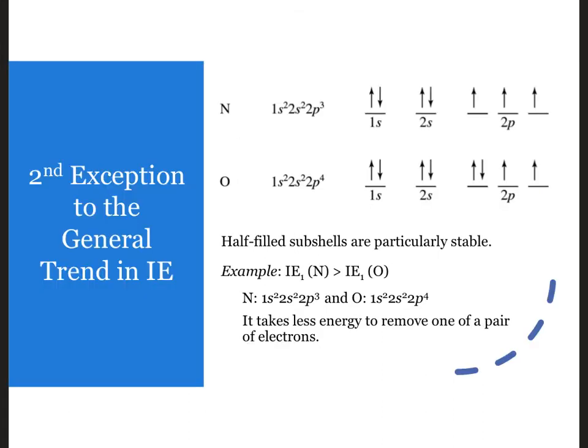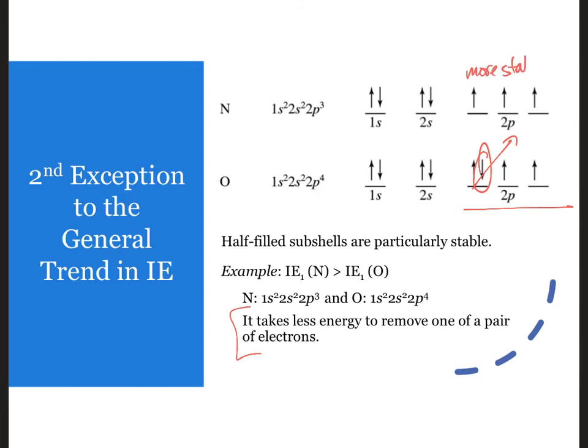Another exception to the general trend in ionization energies involves paired electrons in orbitals. Oxygen has 4 electrons occupying 3 2p orbitals, so one orbital contains a pair of electrons which repel each other, making it easier to remove this electron compared to removing an electron from the half-filled 2p subshell of nitrogen.